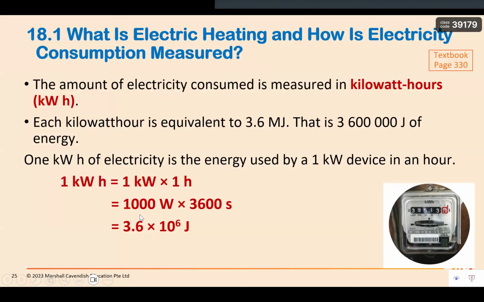Okay, so next part, we have talked about energy being produced by electrical appliances as well as power. Okay, so the main formulas are P equals VI and energy is power times time. And from there, we derived all the other equations based on V equals IR as well.